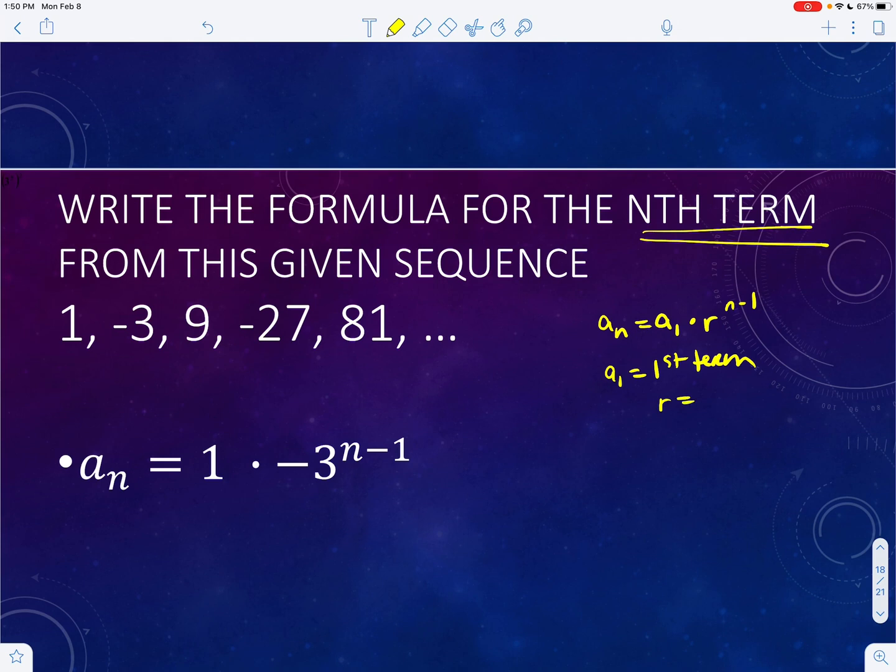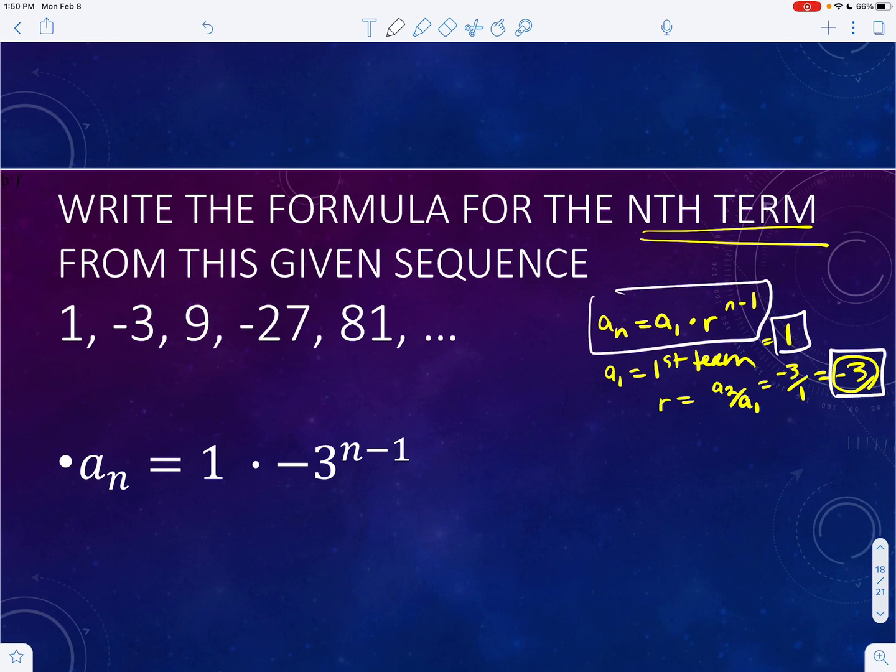R is the common ratio given by taking, for instance, A2 divided by A1. A2 divided by A1 is negative 3. And our first term in the sequence is 1. With this information, we can plug it into our explicit form, so that we have a sub n equals a1, which is 1, times our common ratio of negative 3 raised to the n minus 1. And this is our final answer.